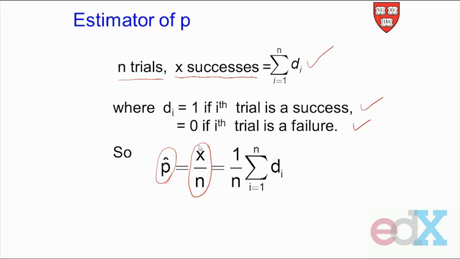Why are we doing this? Because, oh, look at that. That means that our estimator of p, which is what we've been trying to get at, is just the mean of the d's. So this is d bar. So we can appeal to the central limit theorem to help us out. So finally we have an estimator of p, which is just the average of what happens at every single trial.